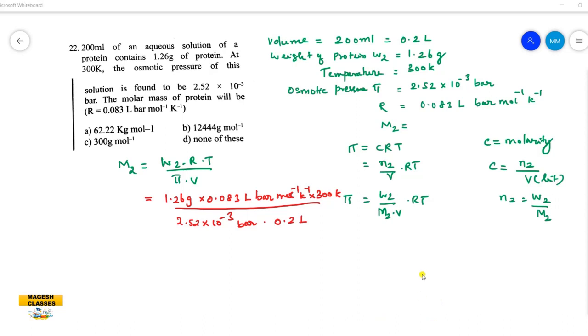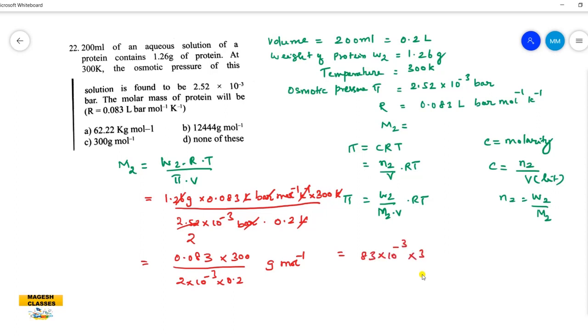By cancelling this, it will be 2. This is equal to 0.083 into 300 upon 2 into 10 power minus 3 into 0.2. The units cancel: liter, liter, bar, bar, this Kelvin and that Kelvin. So only gram mole inverse is left. This is equal to 83 into 10 power minus 3 into 300 divided by 2 into 10 power minus 3 into 2 into 10 power minus 1.